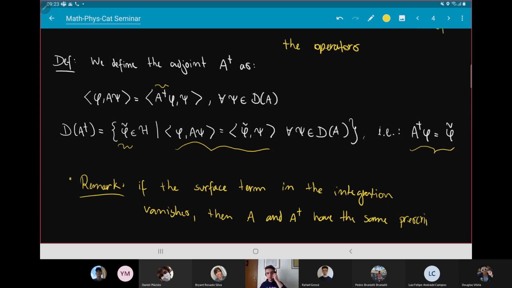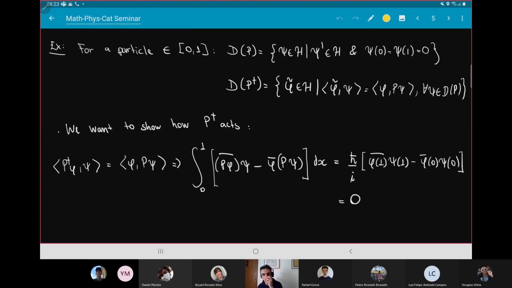All right, so let's test this. Let's try to work this with some of the examples that we have already seen during this talk. So if we have again a particle that lives in the closed interval 0 to 1, we define the domain of the momentum operator as being both the condition that the derivative of the function lives in the same Hilbert space, as we talked about earlier, but we also have to impose the boundary conditions because the wave function has to be continuous, as I mentioned in the beginning of the talk. So both of these conditions have to be satisfied in this problem.